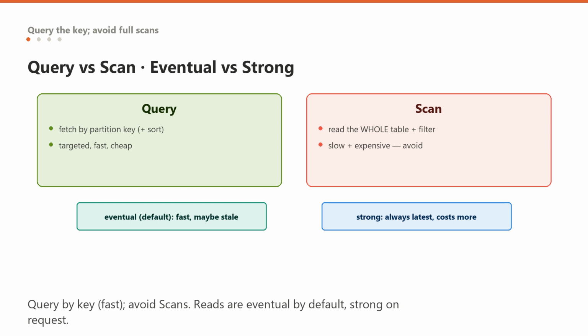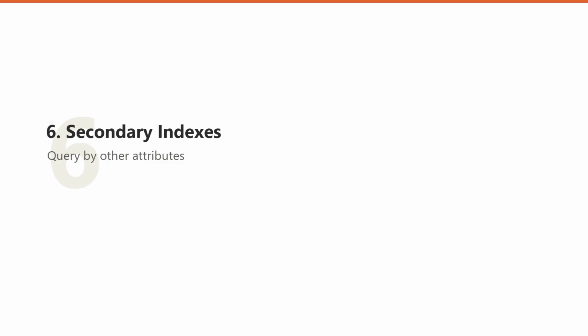at a higher cost. That eventual versus strong choice comes straight from the Dynamo lineage, and you'll see it again in Cassandra. Concept 6. Secondary indexes.